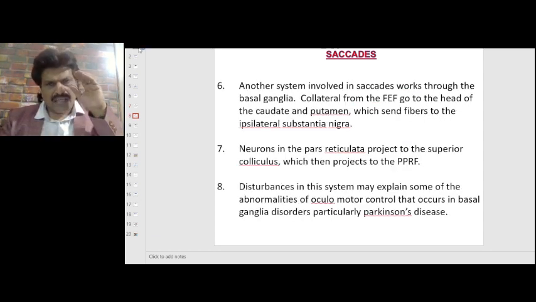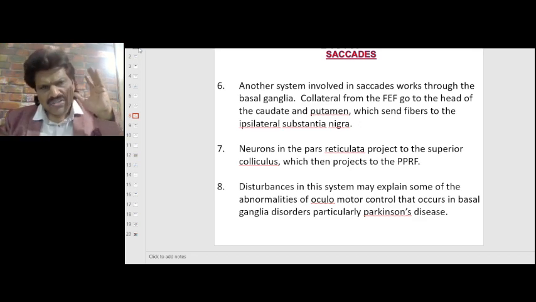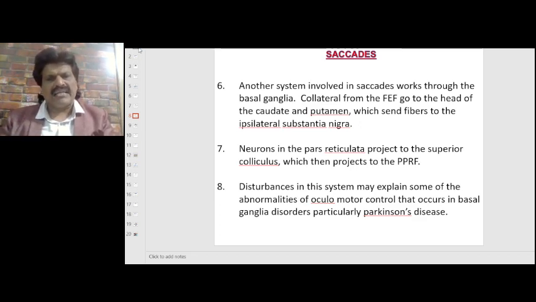As I said, the saccadic pathway coming from the frontal eye fields area number 8 going to the PPRF is not the only pathway. There are pathways from the frontal eye fields area number 8 that go to other midbrain structures like the basal ganglia, and therefore in Parkinson's also we have eye movement disorders. So another system involved in saccades works through the basal ganglia.